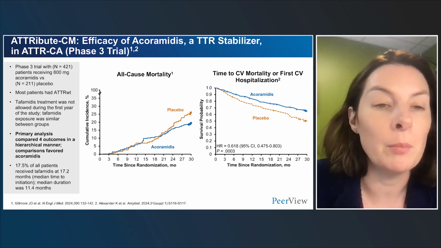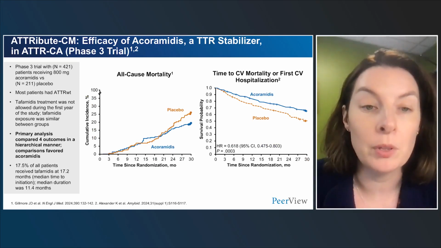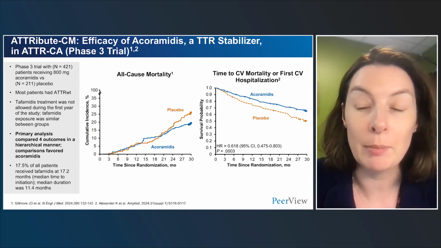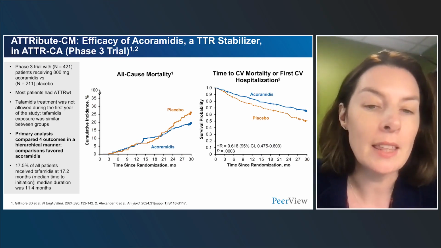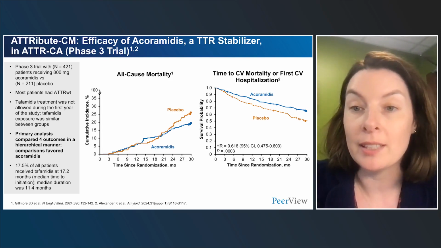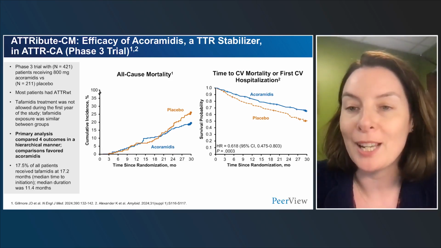Yeah, and this was followed by the ATTRibute-CM study, which looked at the efficacy of acoramidis, another TTR stabilizer. One of the key things about this trial is that it started after tafamidis had closed and read out. So that was a different kind of patient population, we might say.